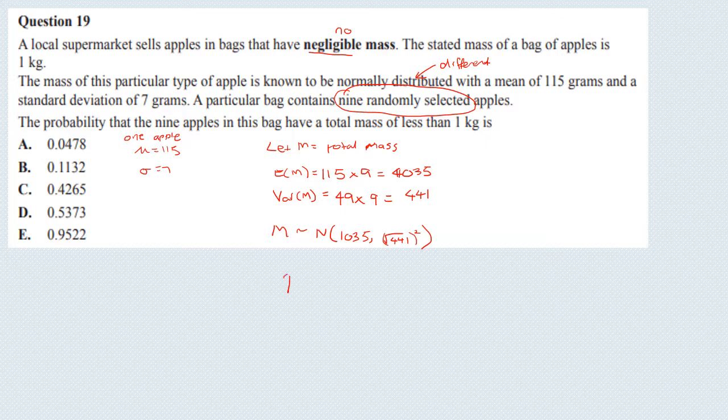We're wanting to work out the probability that our 9 apples, M, have a total mass of less than 1 kilogram. Our other units are in grams, so we have to say less than 1,000. You then put this into your calculator. You'll use normal CDF, enter the lower value of negative infinity, the upper value of 1,000, the standard deviation of square root of 441, and the mean of 1035, and the answer that you will get is 0.0478, which is option A.